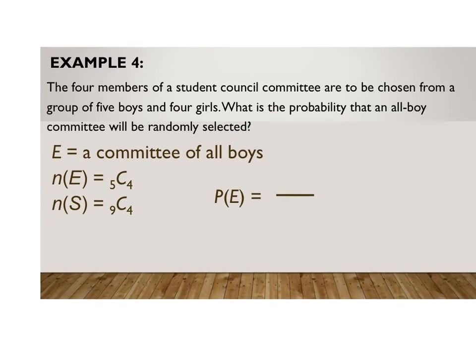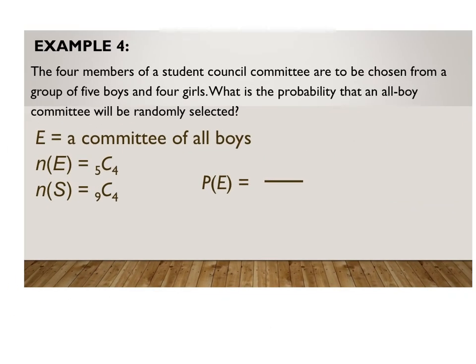All right. The 4 members of a student council committee are to be chosen from a group of 5 boys and 4 girls. What is the probability that an all-boy committee will be selected? Well, okay, this gets a little complicated. All right, so I have the number. Okay, E is a committee of all boys. There's 4 of them, but I have 5 boys. So the number of ways I can choose 4 boys is 5 choose 4, 5 combinations of 4.